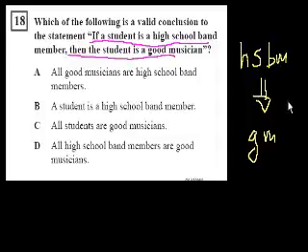Which I kind of wrote in shorthand here. They're asking, okay, if we know that to be true, which of these statements can we conclude from that? Statement A says, all good musicians are high school band members. Well, no, that doesn't tell us that. It doesn't say that all good musicians.